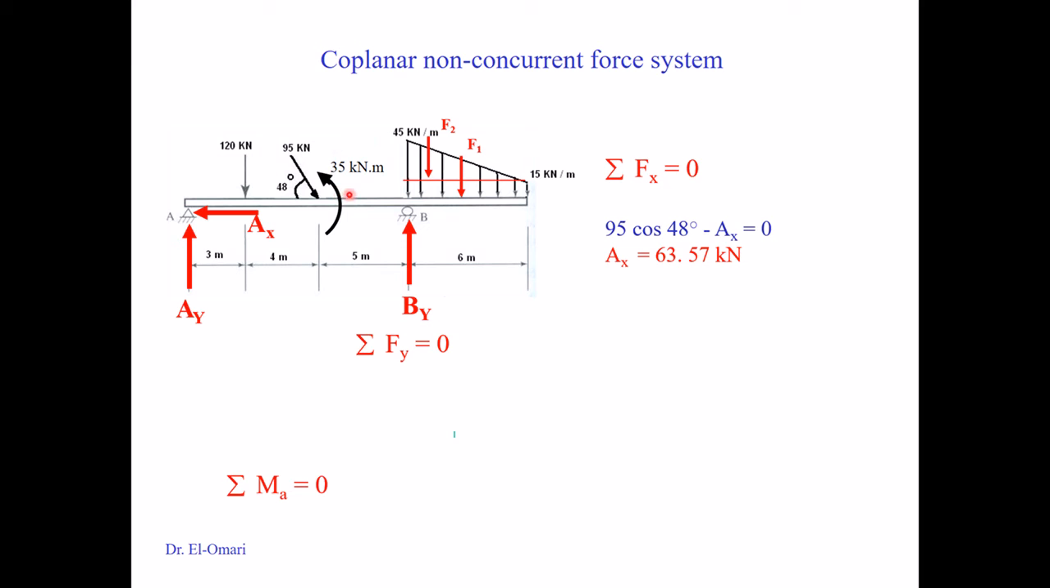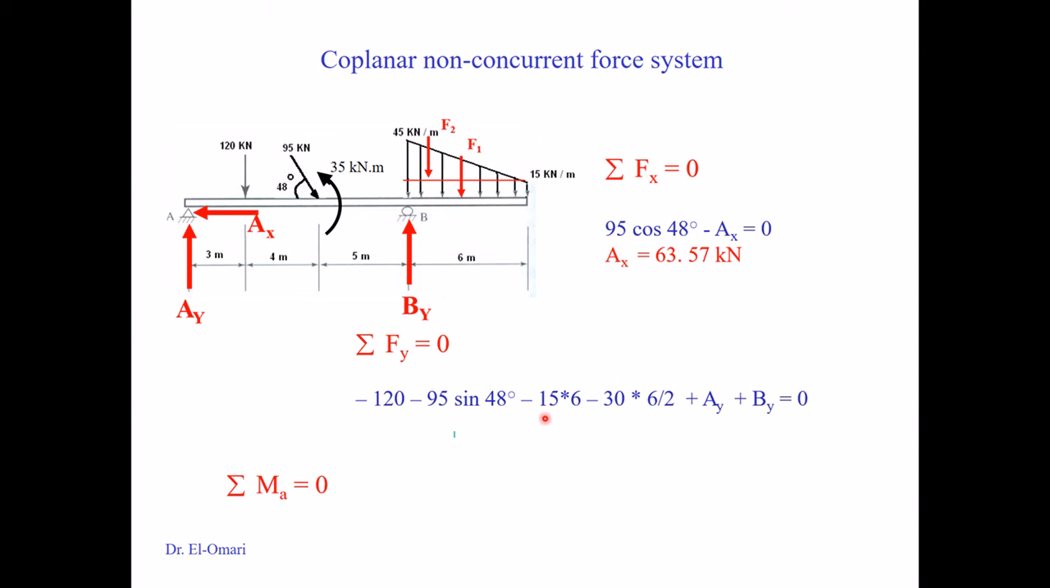I don't need to worry about the moment, it's a moment. And then you have the F1 and F2. So if we start writing, taking the positive y direction as positive, we start here with negative 120. Then the vertical component of the 95, which uses sine of the angle because it's opposite to the angle.